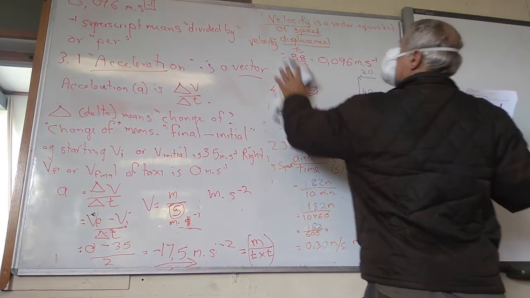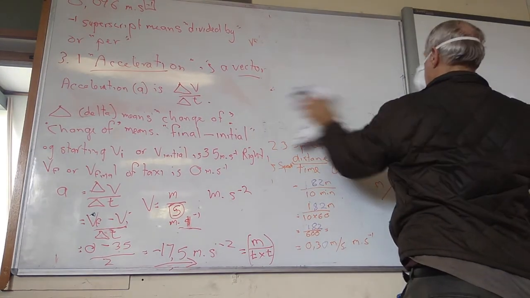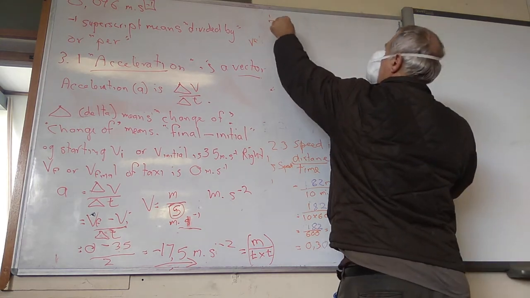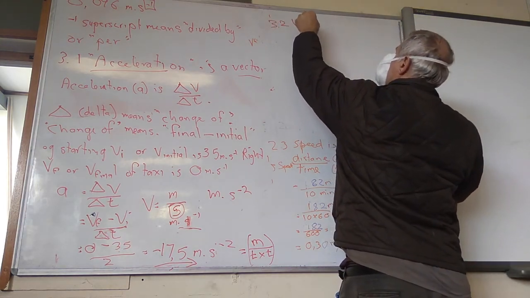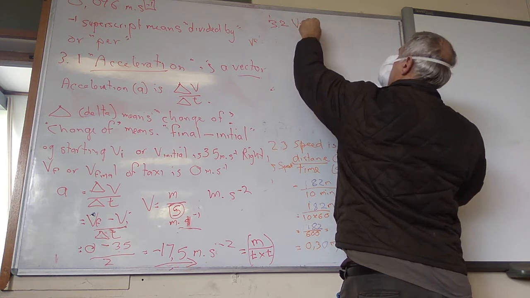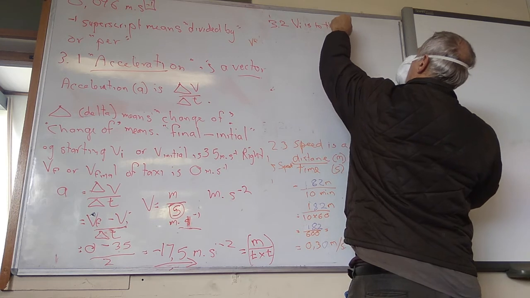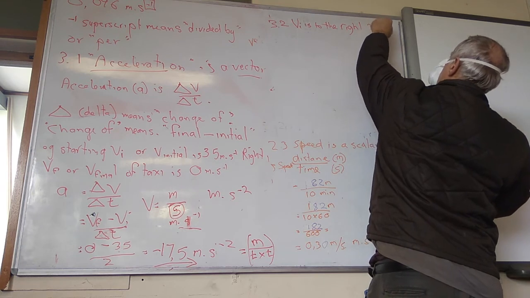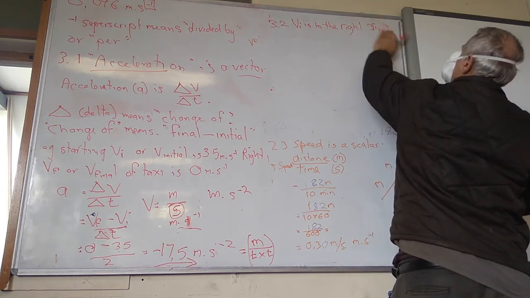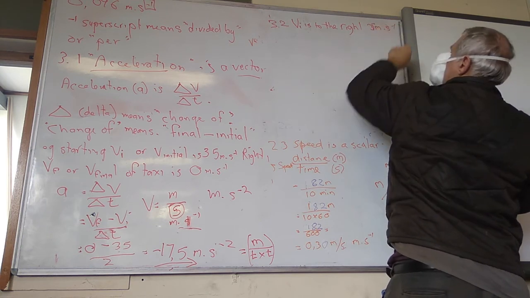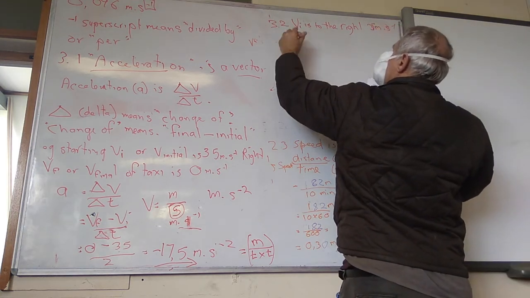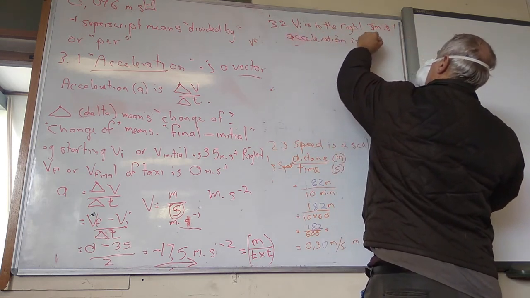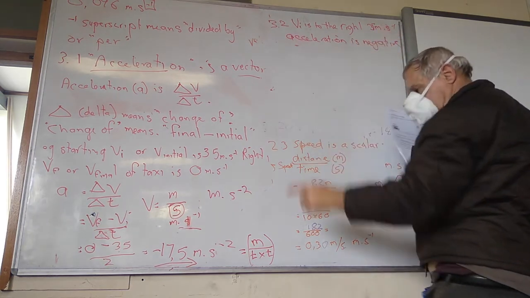So here we've got 3.2. Velocity, v initial, is to the right, and it's 35 meters per second, or 35 meters seconds to the minus 1. Acceleration is negative: minus 17,5, or to the left.